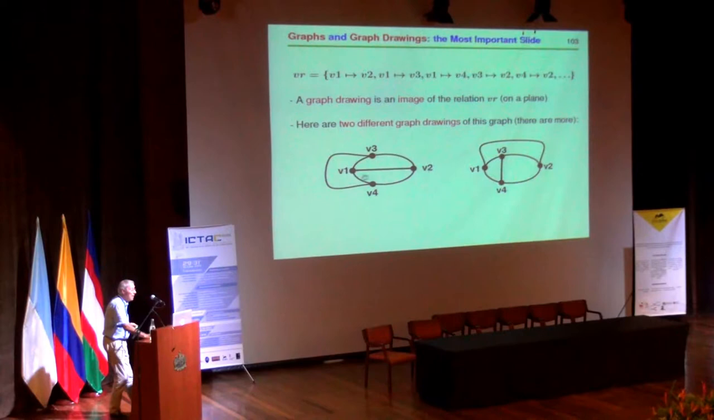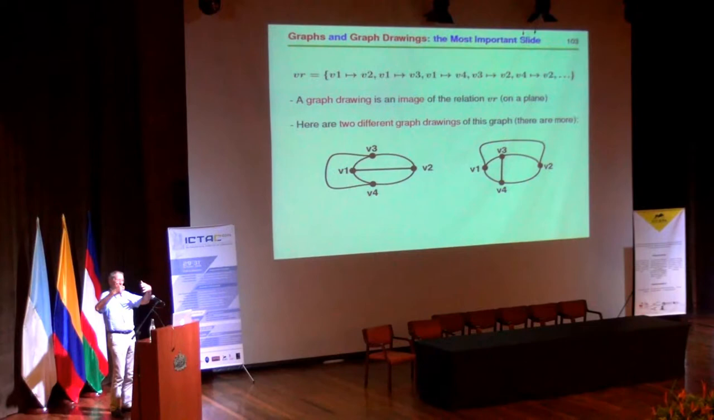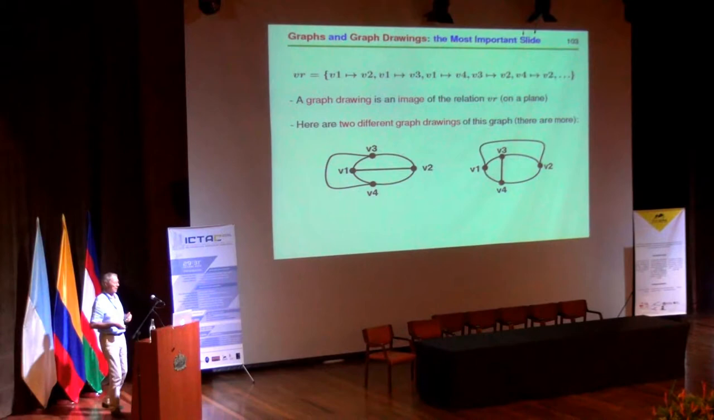The relationship is always the same, but the image is different. Here we go from V3 to V4 as an edge outside the exterior part of this region, and here we go with the interior part of this region, and symmetrically. But we have many more graph drawings, of course, for the same graph. So it is very, very important to make the distinction, and precisely this is the way we are going to define planarity.